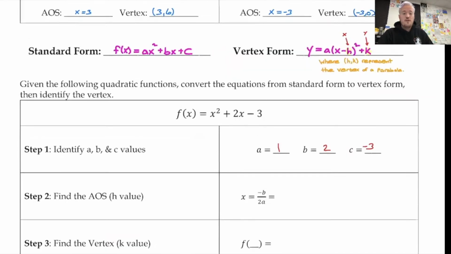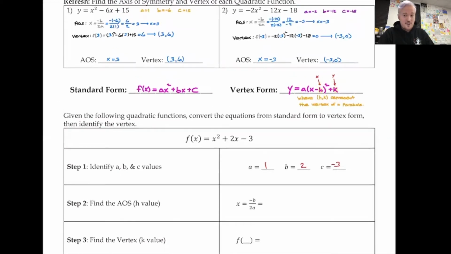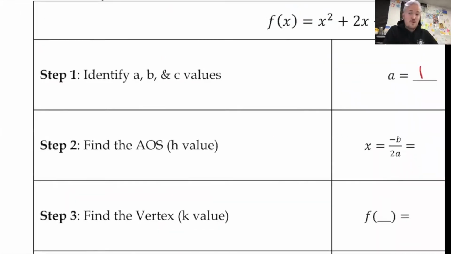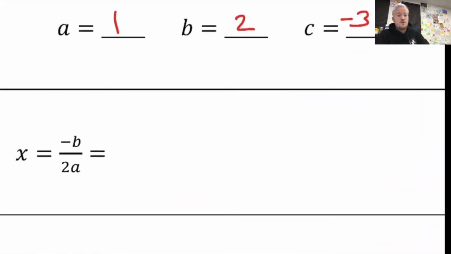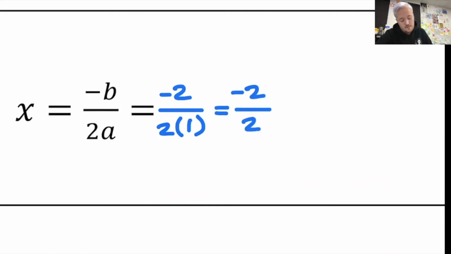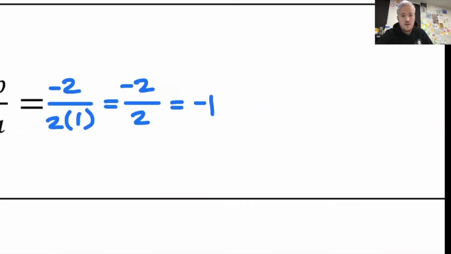A lot of solving these problems was actually already done in 8A, so we're just building on what we already did. We're still going to start by finding the AOS and finding the vertex. So I want to start with the opposite of B over 2A. The opposite of B is going to give you -2 over 2 times my A value of 1. So I'm going to have -2 over +2, which simplifies to -1. Now, remember, this is the AOS, and it shows you the x value of the vertex, which tells you this is your h value.